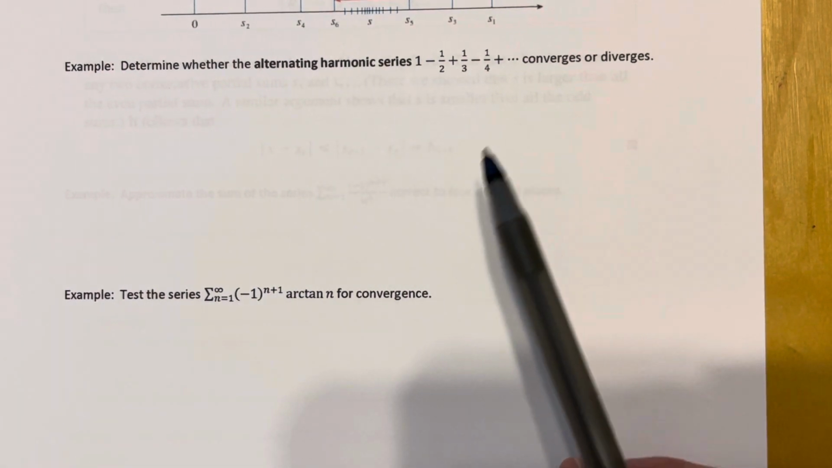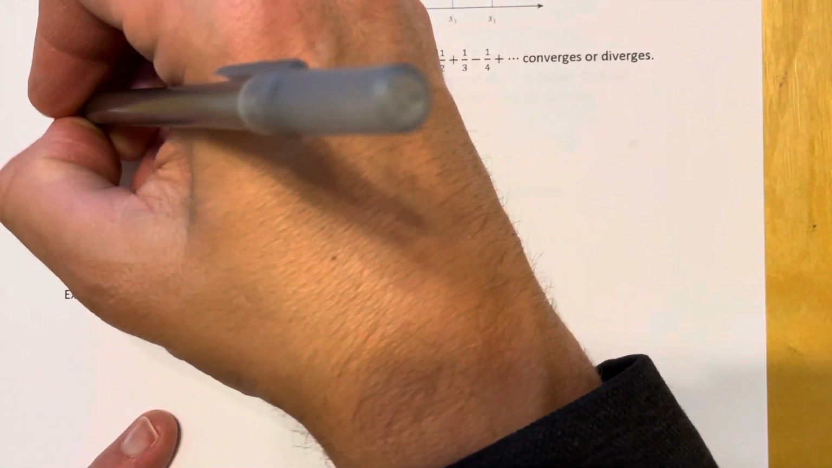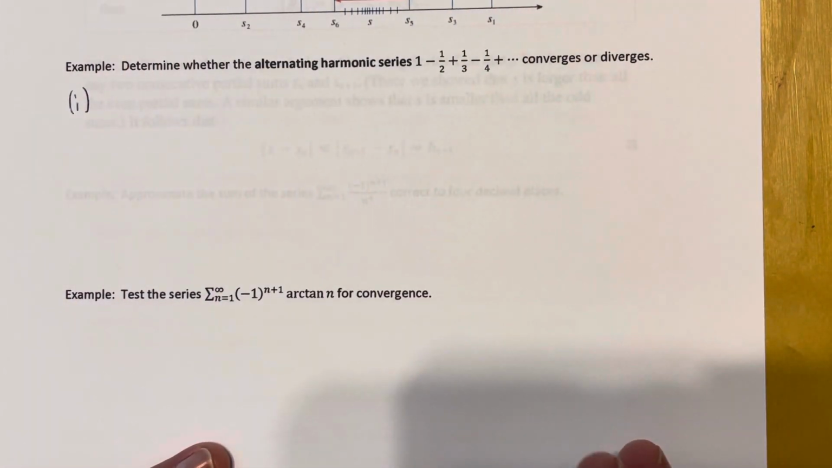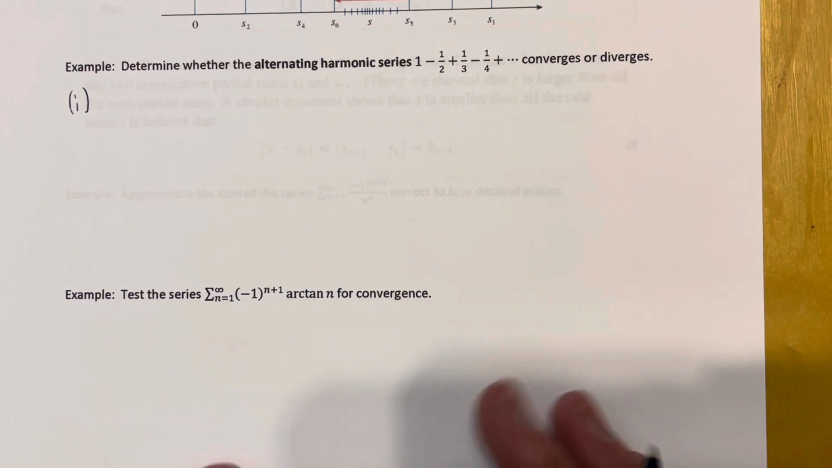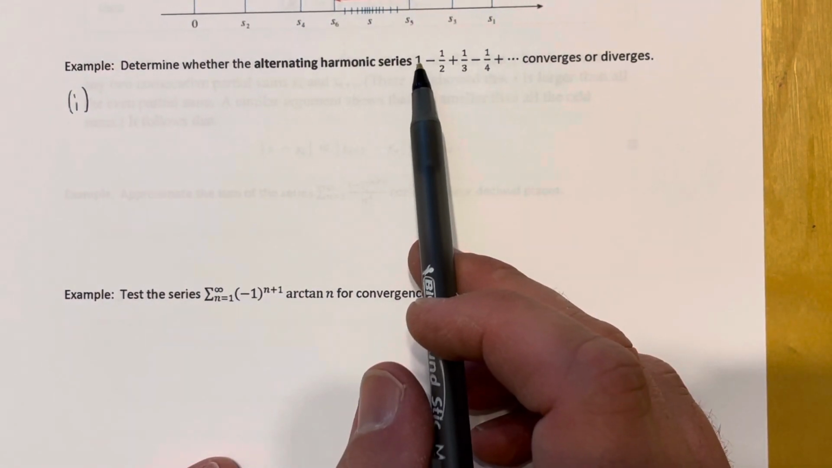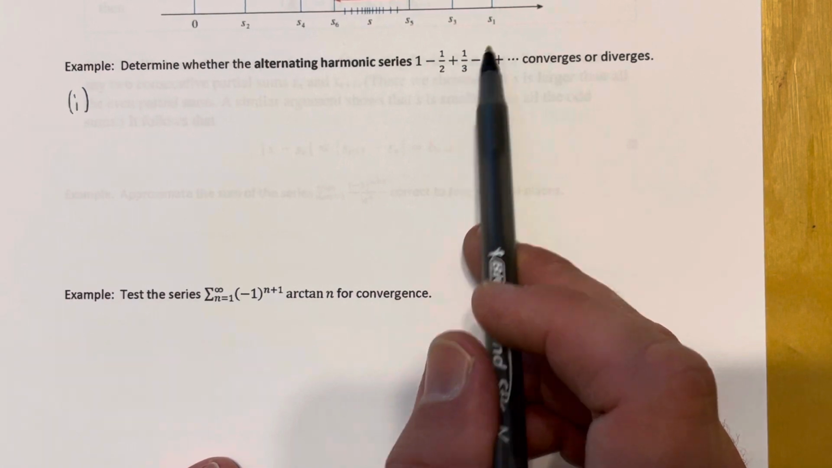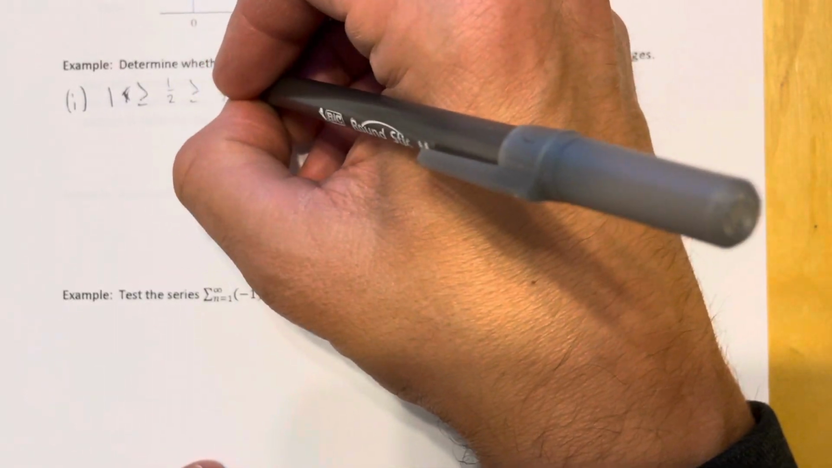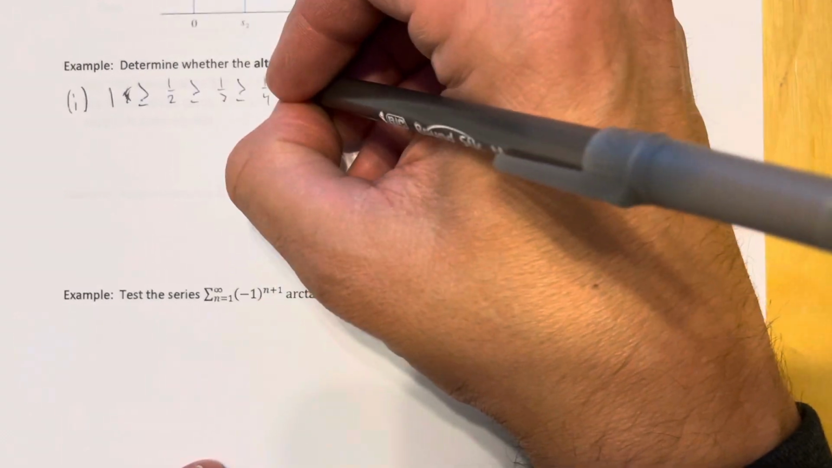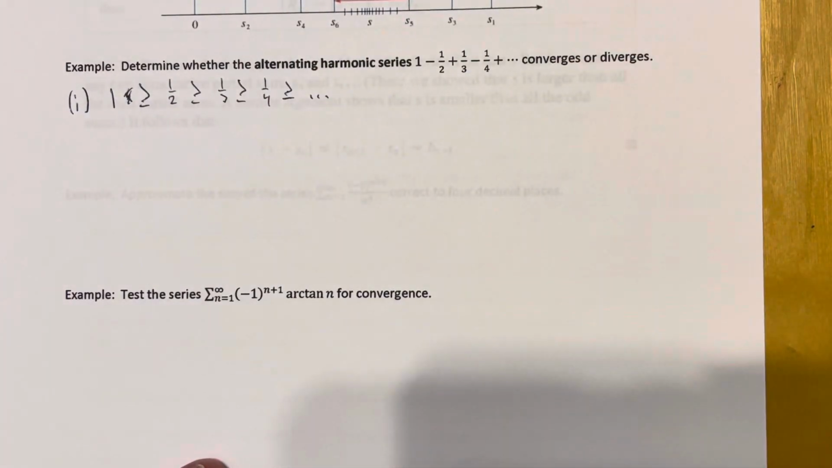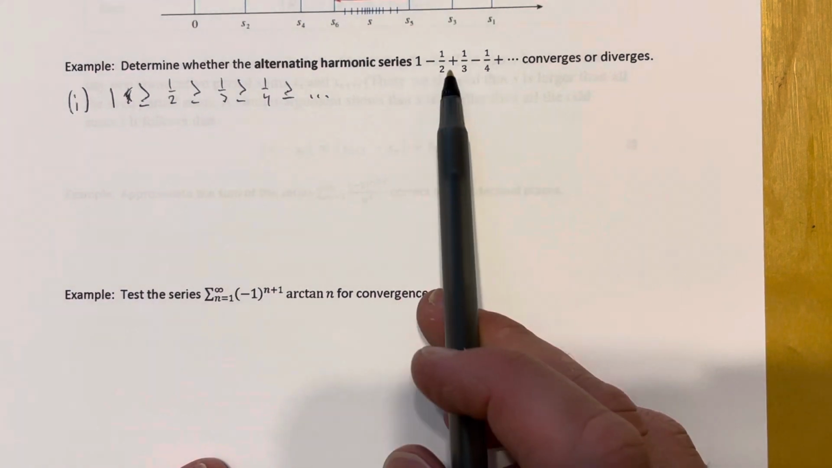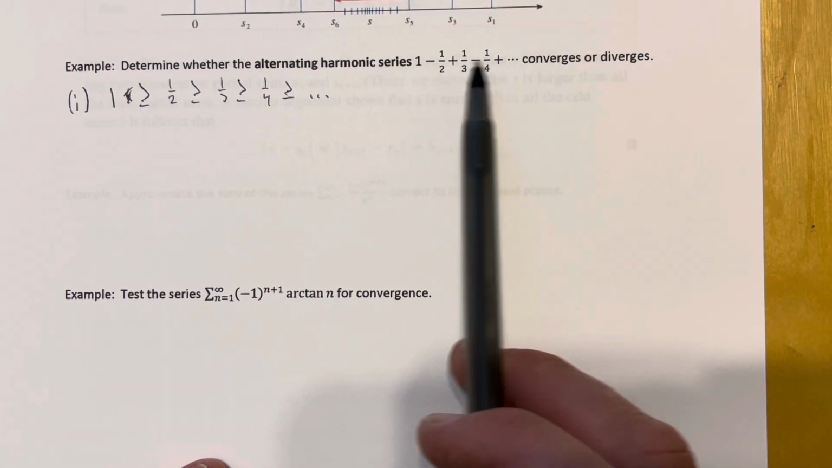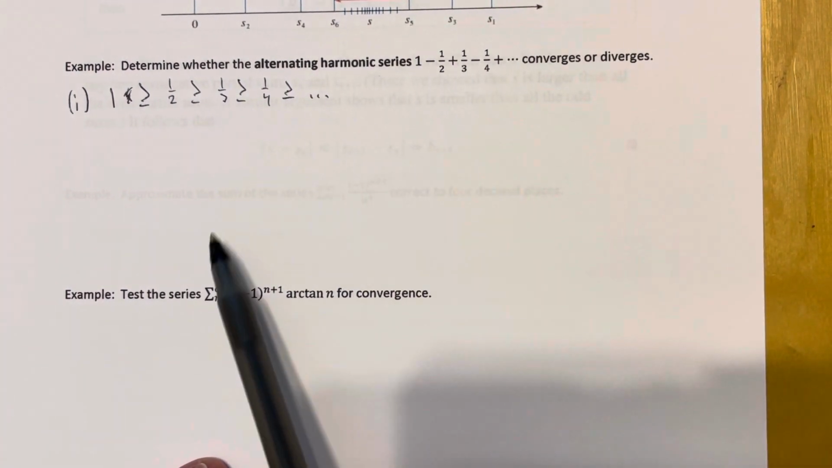So for this, we need two things. We need to verify, one, are these terms decreasing? If I'm ignoring the positive and negative, so if I think of this as 1, 1/2, 1/3, 1/4, and so on, are these decreasing? Well, 1 is greater than or equal to 1/2, which is greater than or equal to 1/3, which is greater than or equal to 1/4, which is greater than or equal to 1/5, and so on and so forth. These definitely have the trend that we're looking for. They are decreasing when I take all of their absolute values.